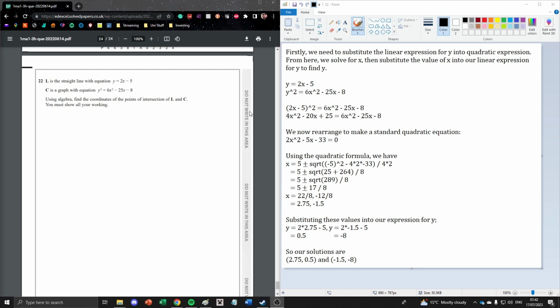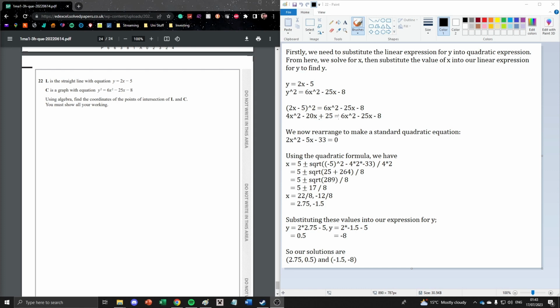So what we want to do is basically rearrange these equations and put them together so we can solve for either y or x, and substitute that value back in to find the remaining variable. So what I've chosen to do here is, obviously we've got a definition for y, 2x minus 5, so we're going to put it into this equation. So 2x minus 5 all squared equals 6x squared minus 25x minus 8. We're then going to expand these brackets out, so we get 4x squared minus 20x, so that's minus 5 times 2, done twice, plus 25, which is minus 5 squared, equals 6x squared minus 25x minus 8.